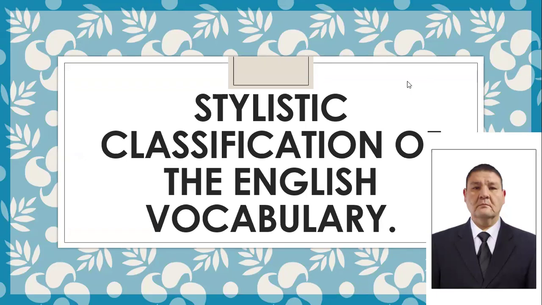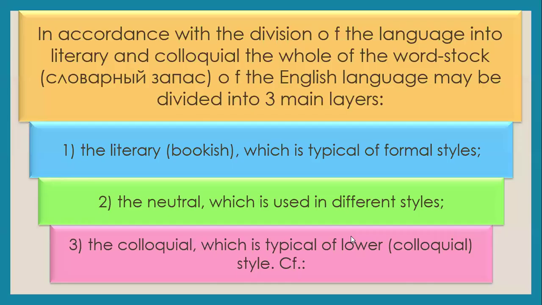Today, we'll discuss our stylistic theme, the stylistic classification of the English vocabulary. At first, in accordance with the division of the language into literary and colloquial, the whole of the word stock of the English language may be divided into three main layers. Firstly, the literary layer or bookish layer, which is typical of formal styles. Second is the neutral layer, which is used in different styles. And third is the colloquial layer, which is typical of the lower or colloquial style.